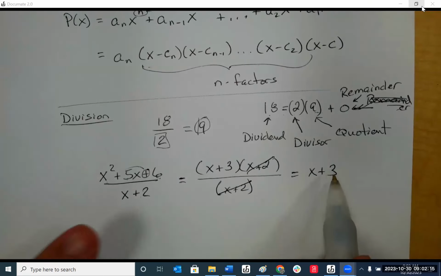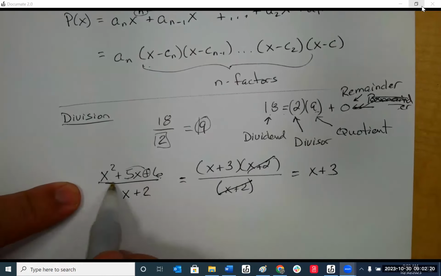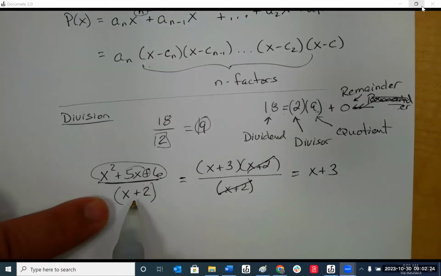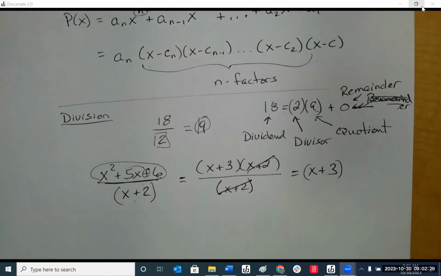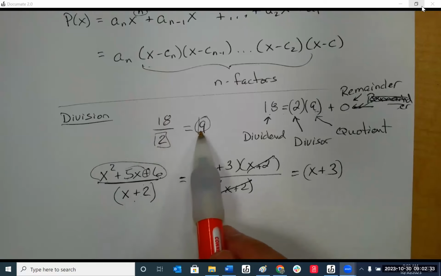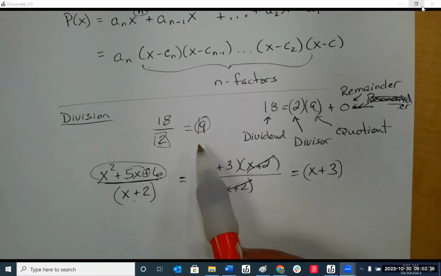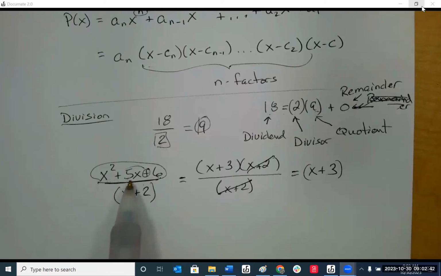Which means if that's true, there's no remainder. That means that this equation is made up of the factors x plus 2 times x plus 3. So that's what it tells us. Same thing here: since 18 divided by 2 gives us 9, no decimal, no remainder, we know that 18 is made up of 2 times 9. Same thing here: x squared plus 5x plus 6 is made up of x plus 2 and x plus 3.